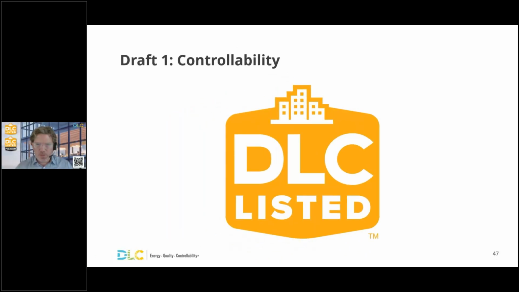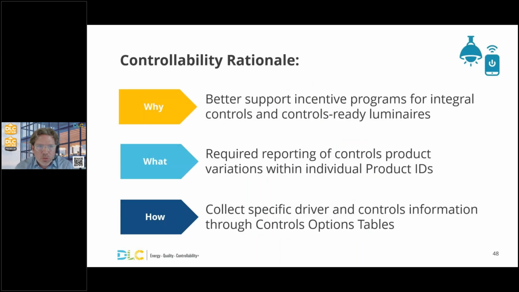Thank you, Casey. All right, next slide, please. So for the controllability section, we are basically reorganizing the whole thing. And the idea here for why we're doing this is to better support controls-sensitive programs with our members. We are changing the required reporting of controls products, including controls product variations within individual product IDs. And we're doing that by collecting specific driver and controls information through what we're calling controls options tables. And we'll talk a little bit more about that in a minute.